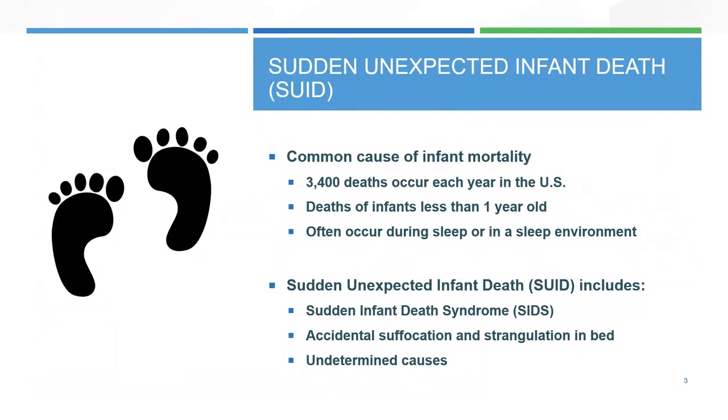Sudden unexpected infant death, or SUID, is a common cause of infant mortality. There are approximately 3,400 sudden unexpected infant deaths in the United States each year. This is defined as the sudden unexpected death of a baby less than 1 year old in which the cause was not obvious before an investigation. These often occur during sleep or in the baby's sleep area, so are sometimes referred to as sleep-related infant deaths. And this includes those from sudden infant death syndrome, or SIDS, and other undetermined causes, as well as accidental suffocation and strangulation in bed.